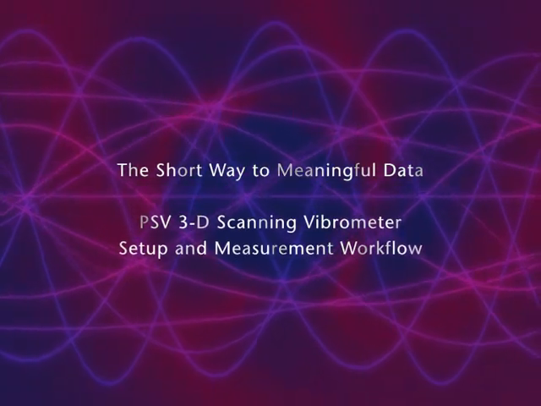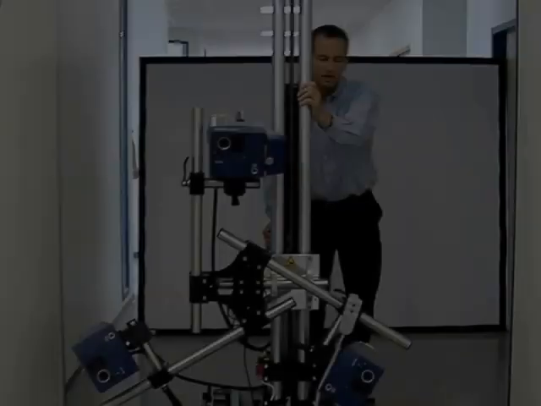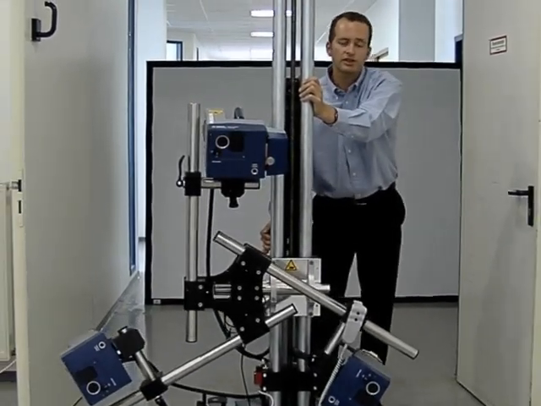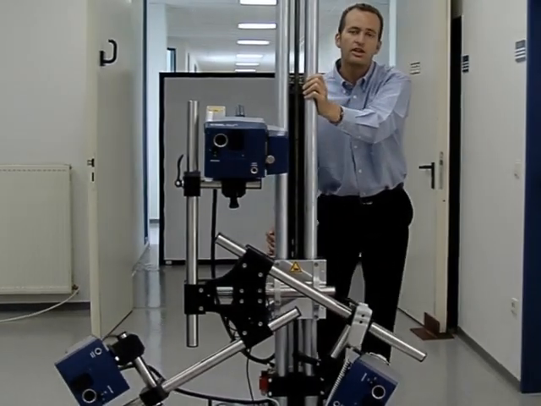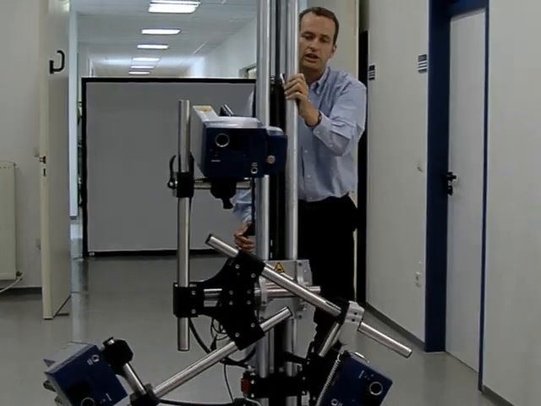Making a vibration measurement with Polytec's outstanding PSV 3D scanning vibrometer is very easy. By following a simple sequence of steps, data for deflection shapes, modal analysis and frequency response functions can be taken quickly and precisely. In fact, in the next few minutes, I will set up the PSV 3D scanning vibrometer, measure a test structure and analyze the measurement data.